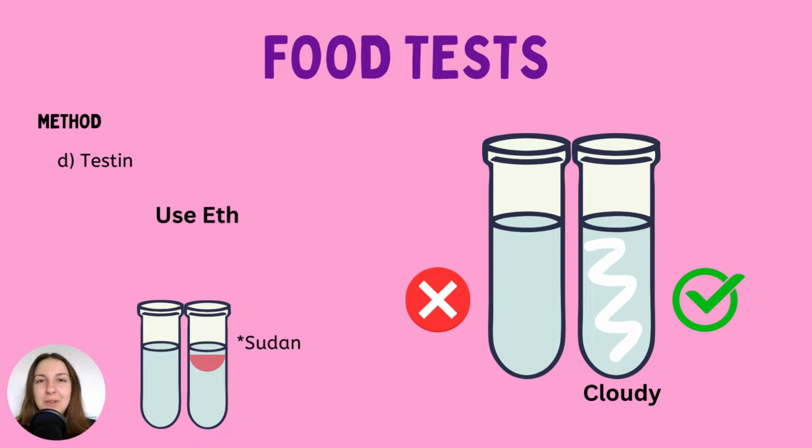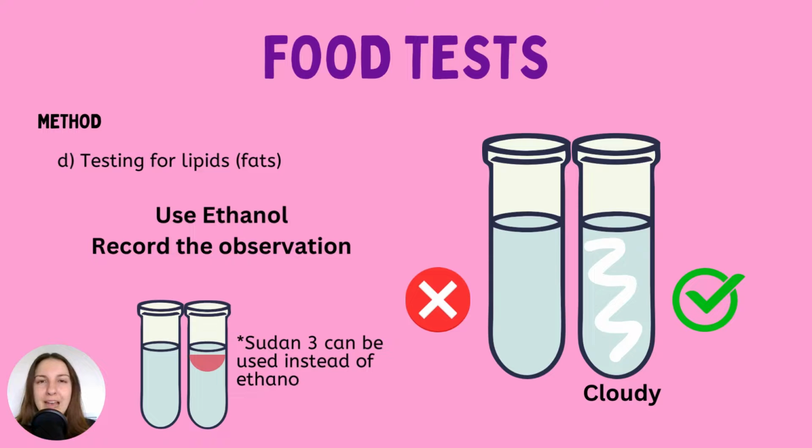And then, of course, last but not least, if we are testing for lipids or fats, we are going to be using ethanol, which I mentioned earlier. If there are lipids present in a food sample, we are going to see a cloudy residue form, a cloudy layer. And this is very easy to determine. We're going to use a boiling tube for this, or a test tube, even, you can use too. We're not heating this up. Remember, ethanol is incredibly flammable.